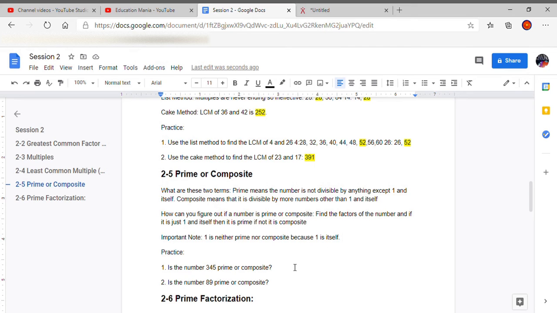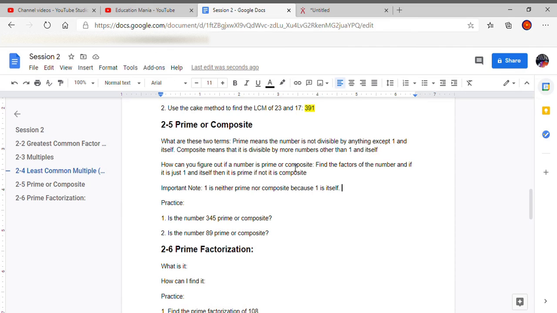So let's practice. Is the number 345 prime or composite? And number 2, is the number 89 prime or composite? So I'm just going to point out that you can also use divisibility tricks, and that will make it much quicker. So yeah, pause the video and check if you can solve these. Okay, hopefully you paused it and figured it out because we are gonna find the answer together now.